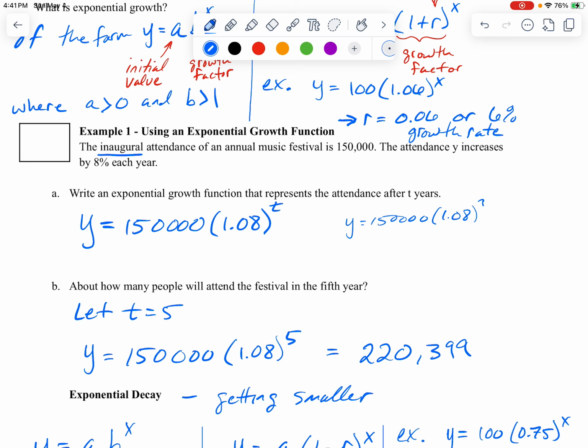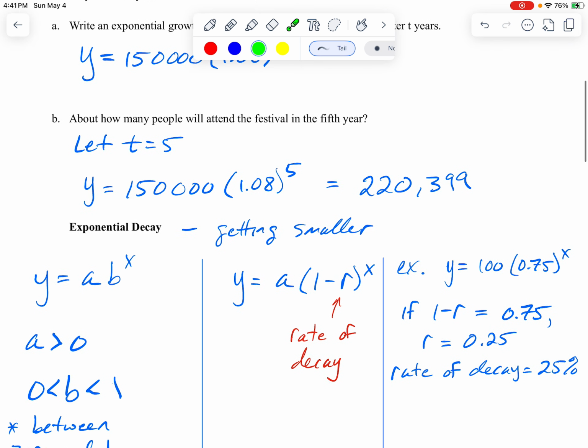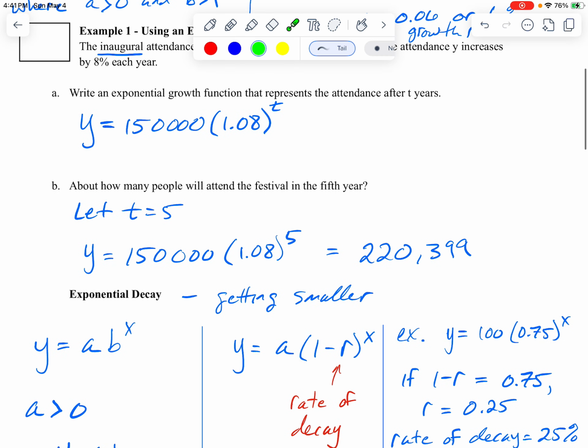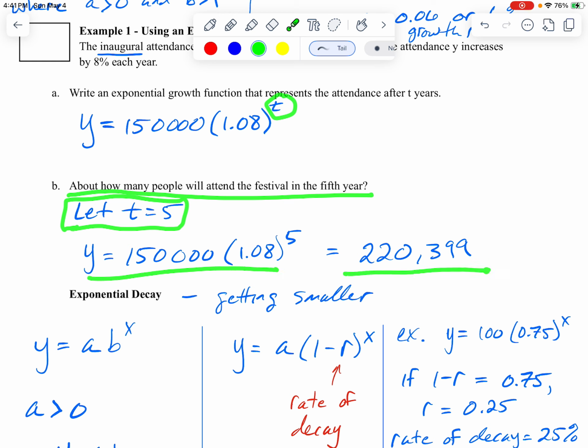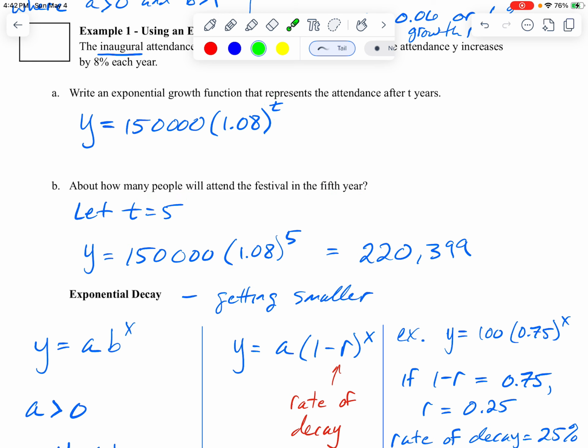And then if we had 2 years, we would be multiplying by 1.08 twice. 3 years, we're multiplying by 1.08 3 times. And that's where we get that exponential growth, where we're growing on the initial value and then every value year after year. So this is asking how many people will attend in the 5th year. So that means I'm just going to let that exponent, that t value, equal 5. I'm going to punch this right into a calculator, and here's what we would get. So in the 5th year, we would expect an attendance of 220,399.